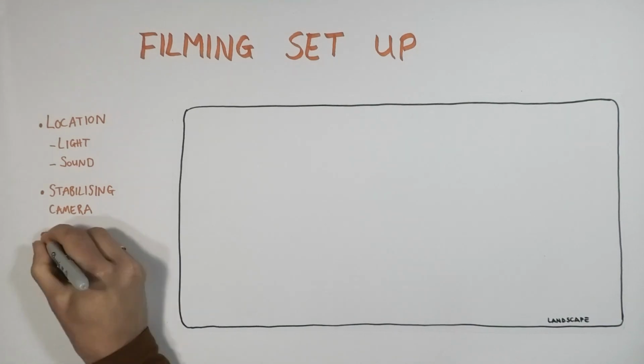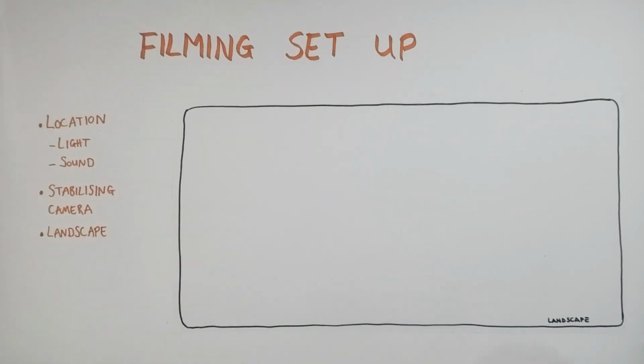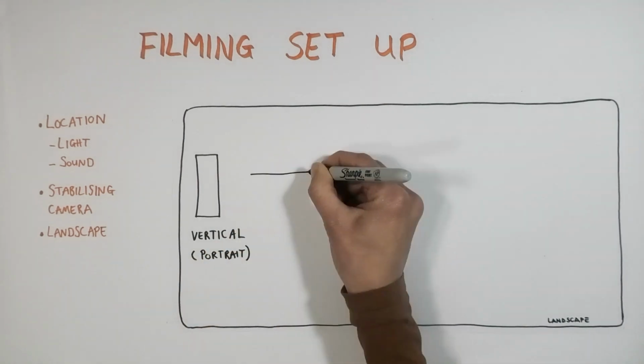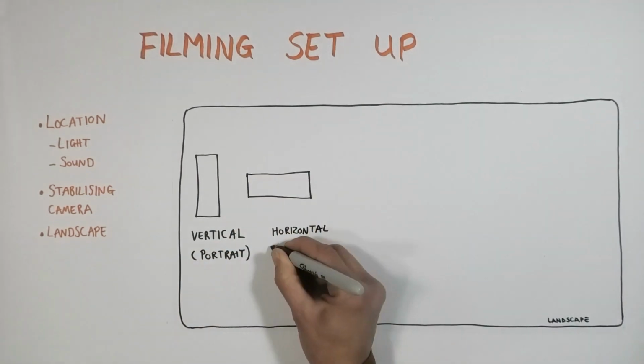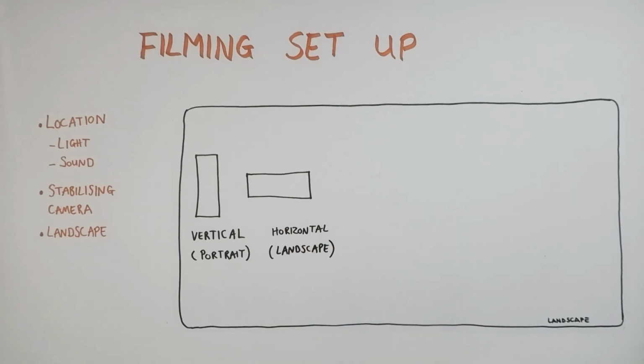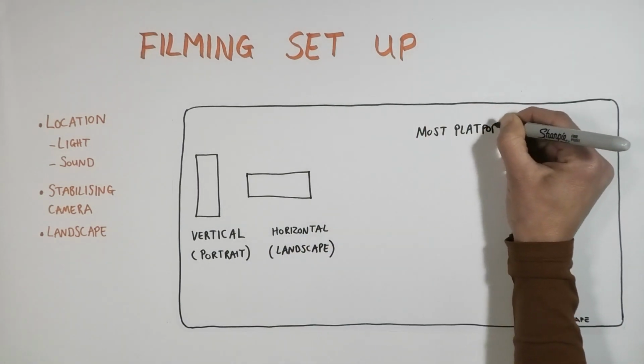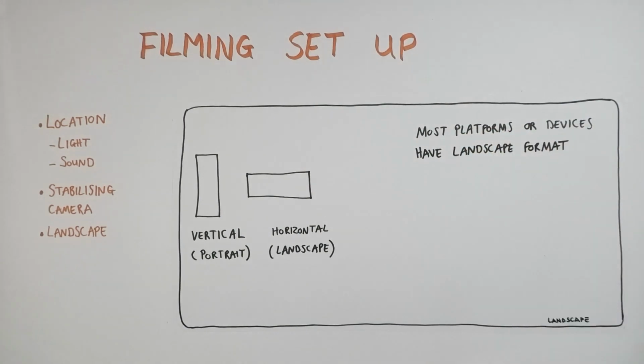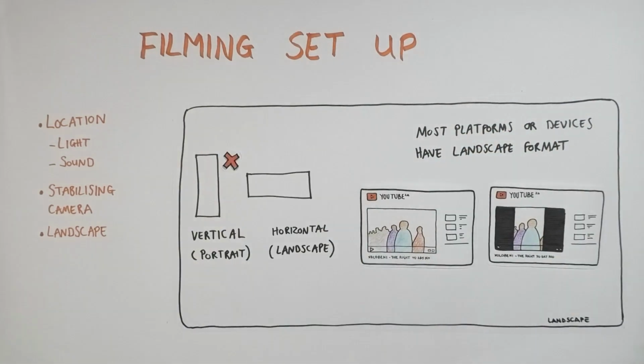Always film with your phone on horizontal. Landscape is the best way to film. Most platforms or devices like YouTube or a projector have a landscape format. If you upload a portrait video on YouTube, for example, you will have black bars on the sides, which you want to avoid.